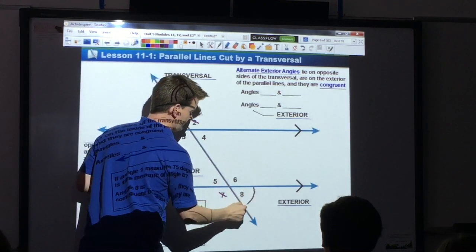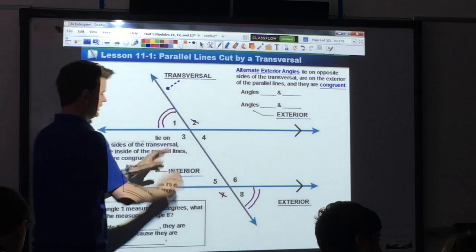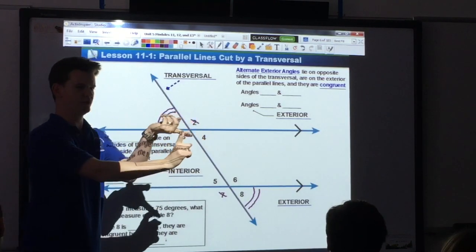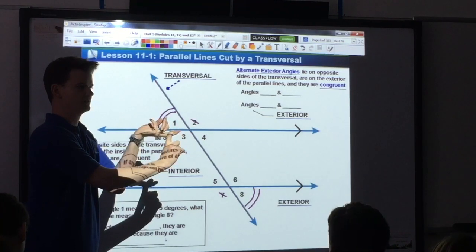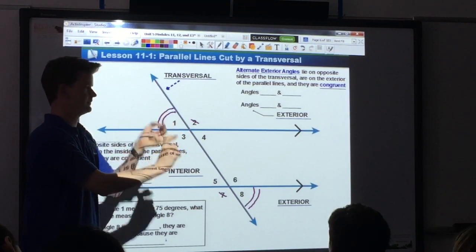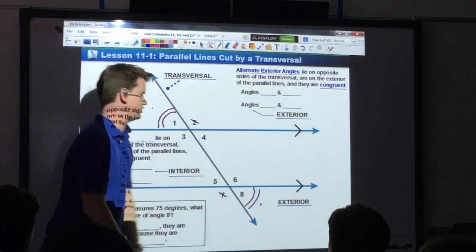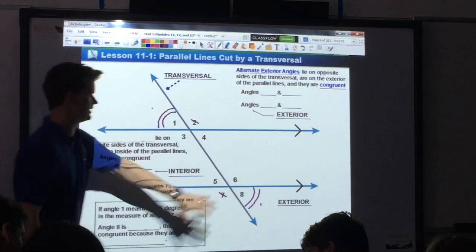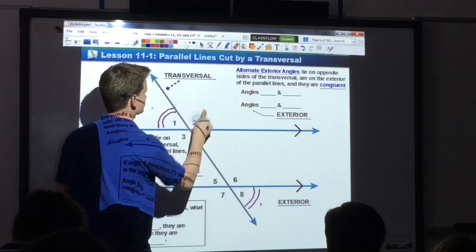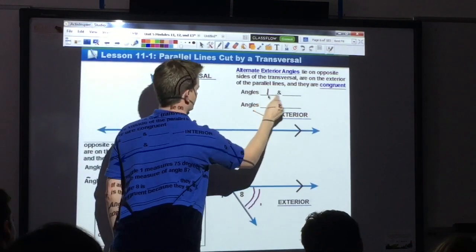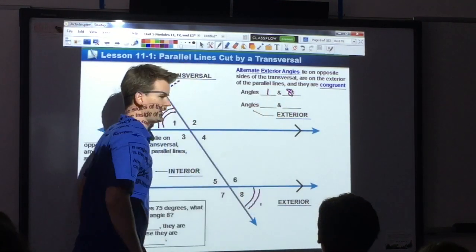And we see once again if it meets all the criteria. Opposite sides of the transversal, yes or no? Yes. Outside of the parallel lines? Yes. Are they congruent? Yes, because this acute angle and this acute angle, whatever the measure of 1 is, the measure of 8 will be the exact same thing. So that's going to be our first set of alternate exterior angles, angle 1 and angle 8.